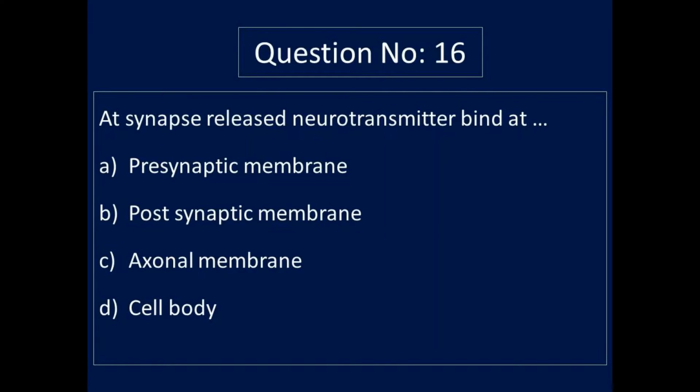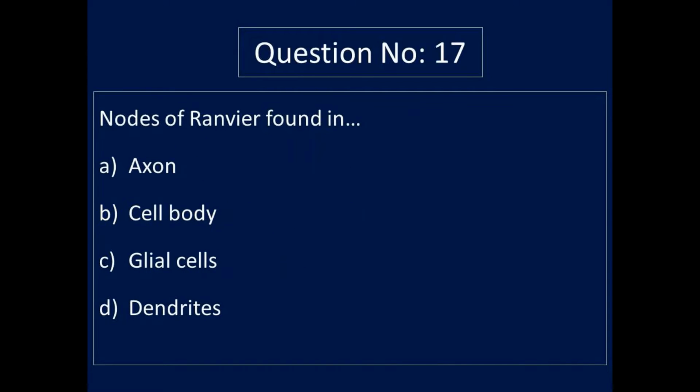Question number 16. At synapse, a released neurotransmitter binds at option A. Presynaptic membrane, option B. Postsynaptic membrane, option C. Axonal membrane, and option D. Cell body. Right answer to this question is option B. Postsynaptic membrane.